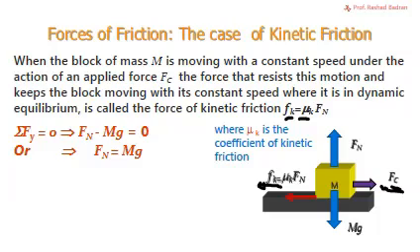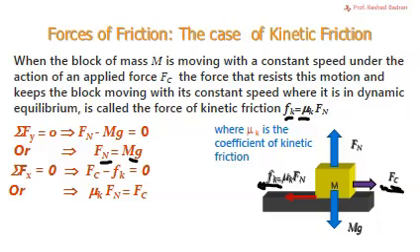And along the y-axis, obviously the resultant force is 0. That is, the normal force equals the weight, as we got before. And then along the x-axis, the net force equals 0, as we said before. This means that the applied force is equal to the force of kinetic friction. And from here we can also get the coefficient of kinetic friction as the ratio of the applied force divided by the weight of the object.